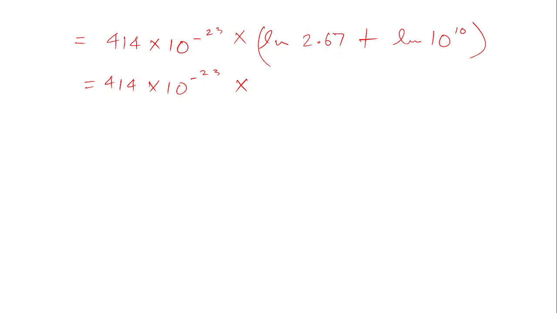Natural log of 2.67 is 0.9821, plus natural log of 10 to the power 10, which means 10 times natural log of 10. Natural log of 10 is 2.3, multiplied by 10, that means 23. 23 plus this means 23.9821.